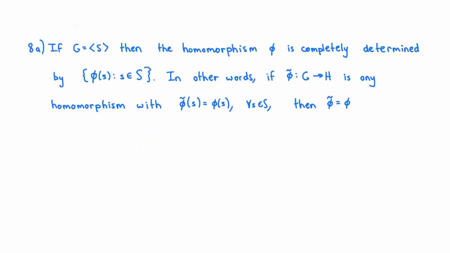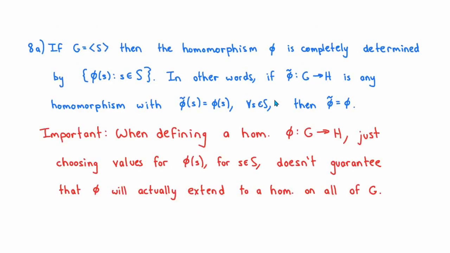Now, at this point, I'd like to mention something very important, and that is that when you're trying to define a homomorphism phi from one group to another, and when you have a generating set capital S for the domain, if you just randomly choose values for phi of S for all elements of that generating set, there's no guarantee that the map that you're trying to define is going to actually extend to a homomorphism from G to H. So while it is true that any homomorphism from G to H is uniquely determined by its values at that generating set, it's not true in general that every possible collection of values is going to extend to a homomorphism from G to H. This is actually an important comment, and it's a source of a lot of errors in people's work, so I'm going to try to emphasize this in the examples.